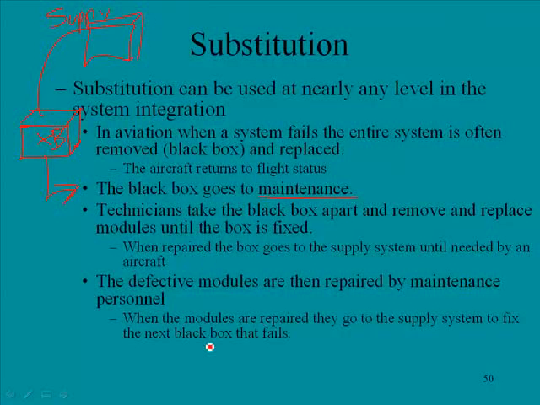In this particular cycle, the defective modules are repaired by the maintenance personnel, and this would typically involve going down to the component level and repairing the faulty circuit card. There's no substitution there, but in these two upper levels of the maintenance cycle, substitution is a very viable way of repairing systems.